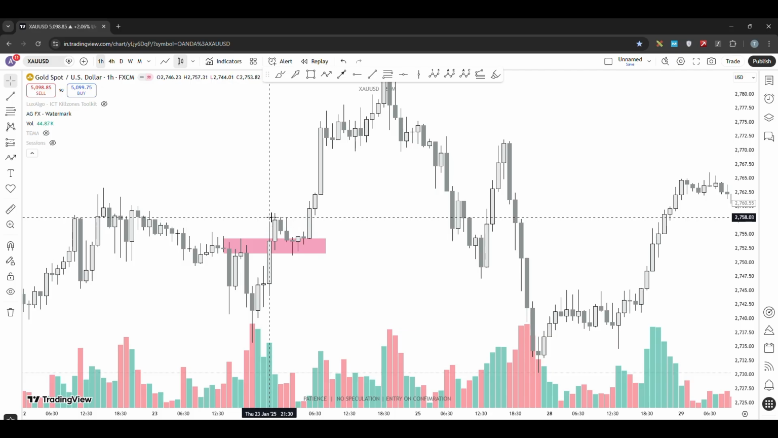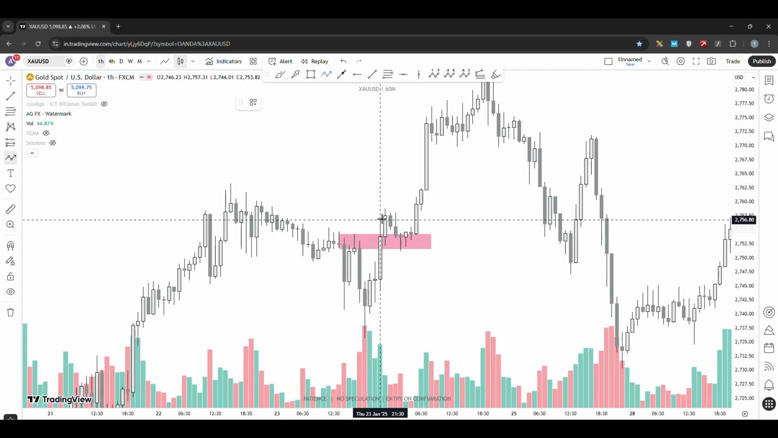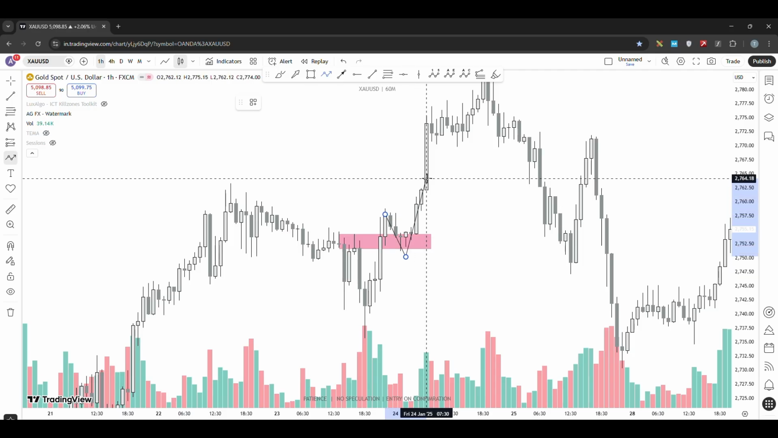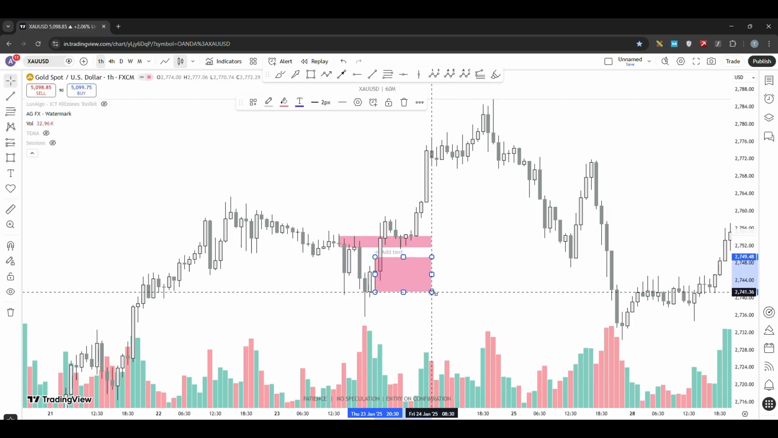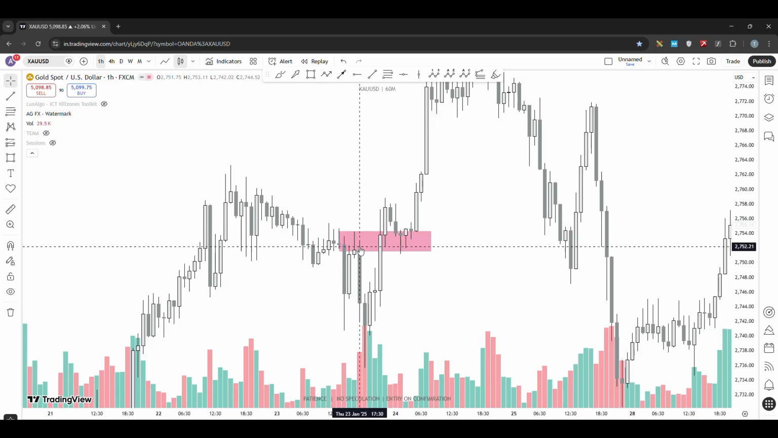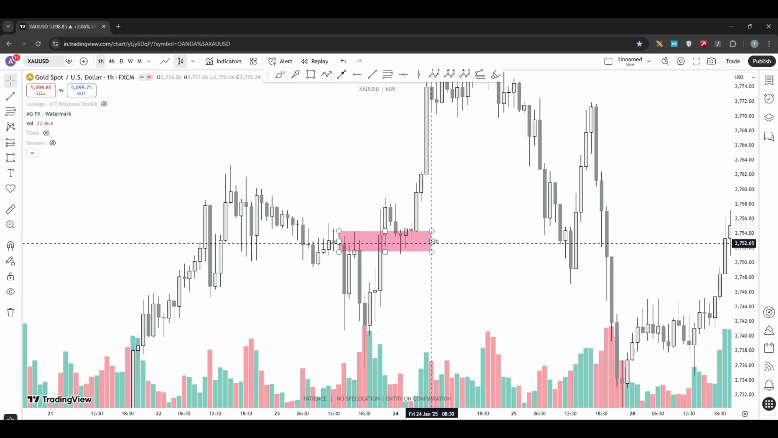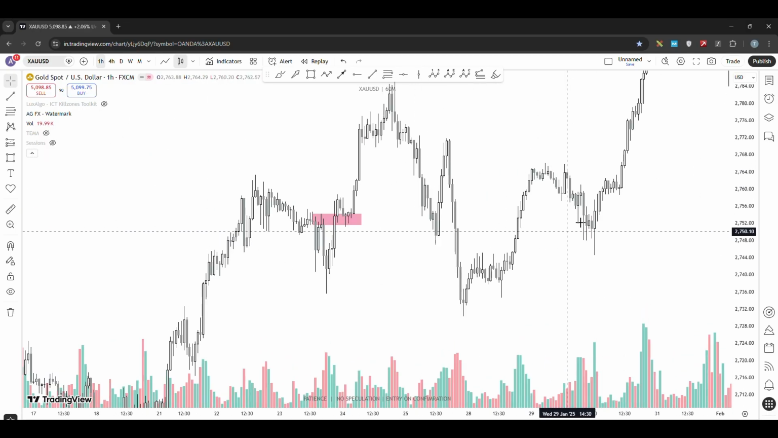So the market comes down, taps into this breaker block, and from here immediately reverses to the upside. So in this case, if you would have waited for the market to come down to your order block, you would have missed the entry, right? So in that case, you have to mark these breaker block zones, and from here also you have to look for your entry. Okay, so let's look at some more examples now.